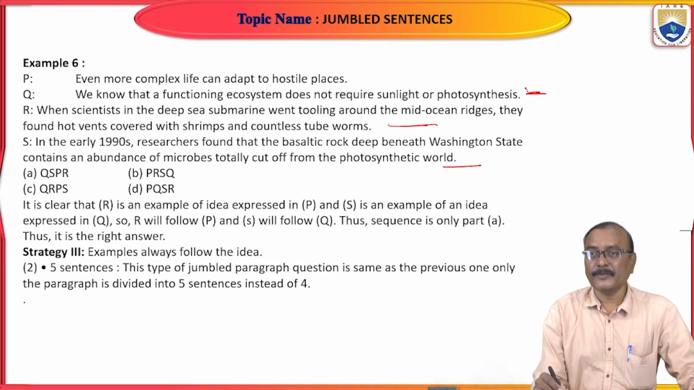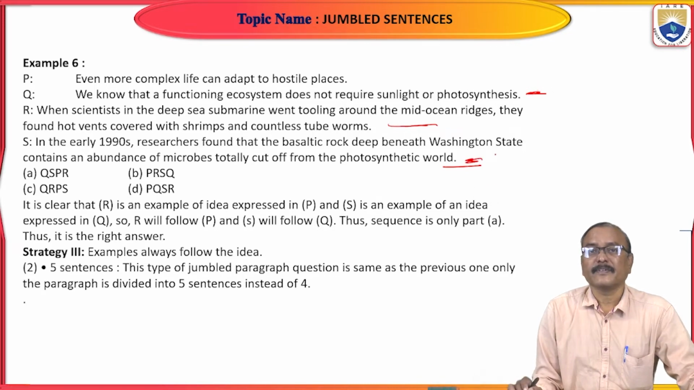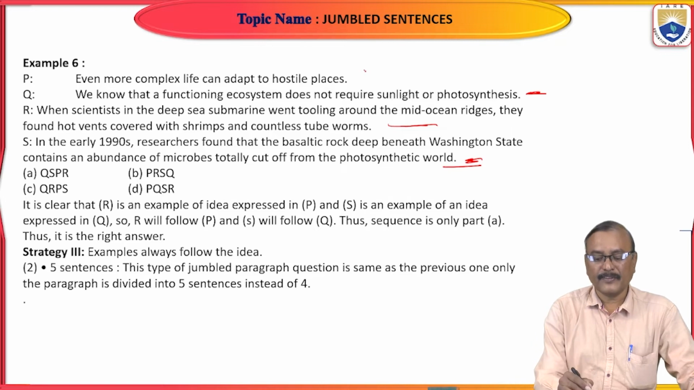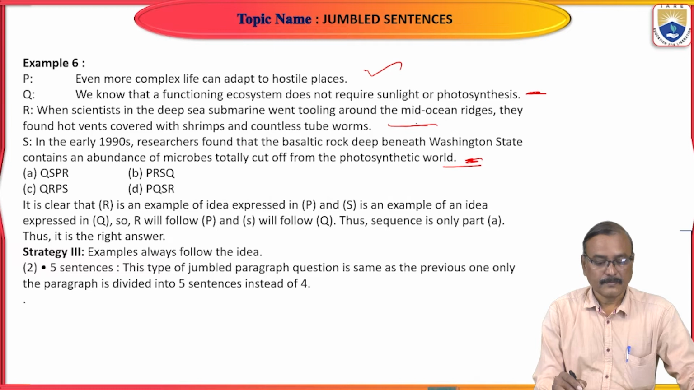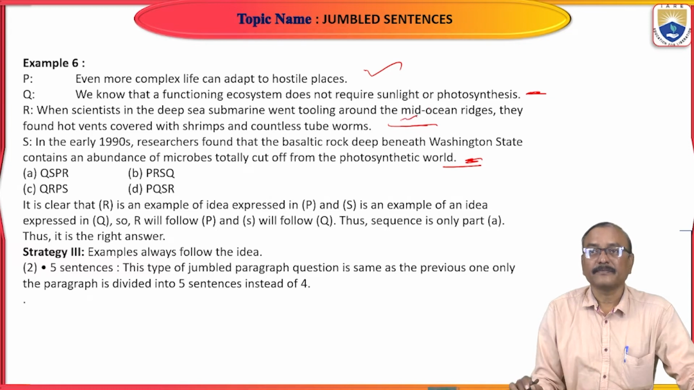This is for Q, yes is the example. Right? QS. Next, PR. For complex life, this one, R is the example. Right? QS, PR is the option.